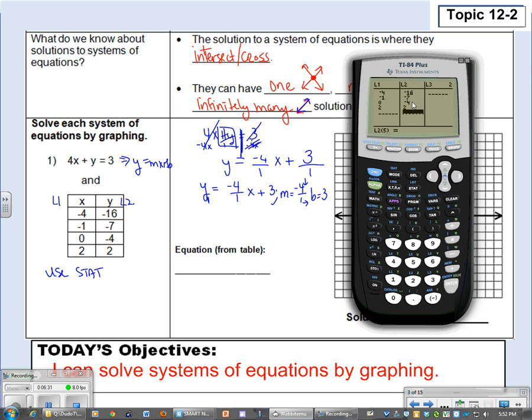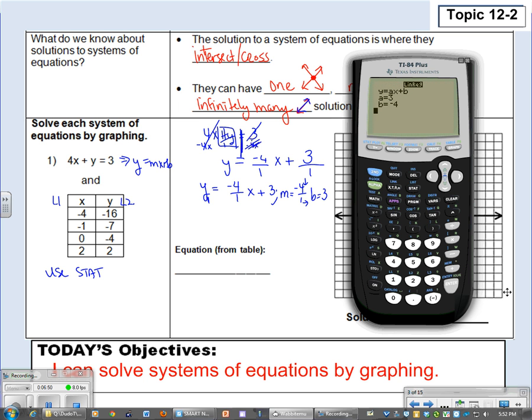If I input a number wrong, everything else is going to be wrong. From there, I'll hit the stat button again. This time we want to calculate, and we want to calculate a linear regression so that we can get our equation in slope-intercept form. Let's scroll on down to calculate and press enter.